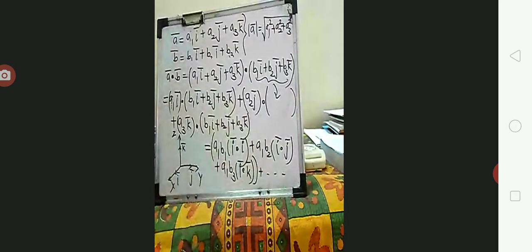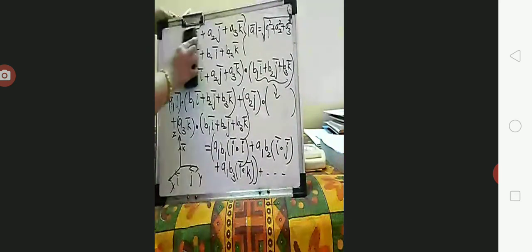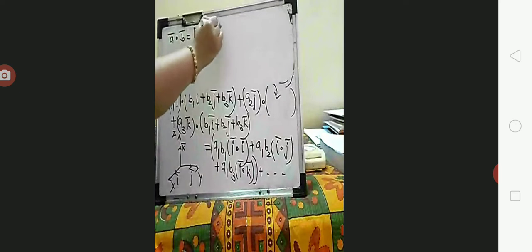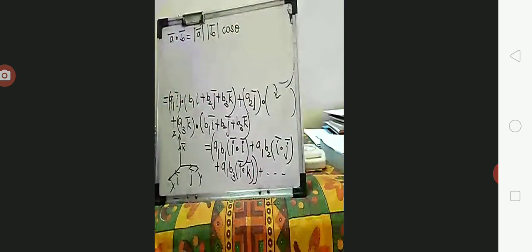Similarly, you can write down the next one. Now, what will be your i bar dot i bar here? We have to calculate it by using our definition, correct? So what does our definition say? a bar dot b bar is mod of a bar into mod of b bar into cos of theta, correct?